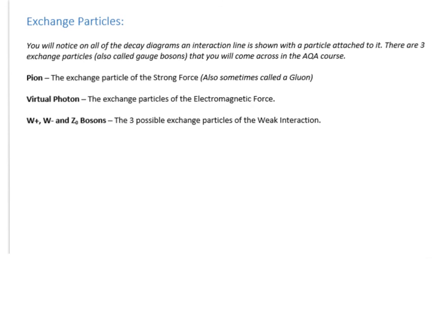So let's have a look at an example type question you might get. It said, for beta minus decay, write a decay equation and then draw a Feynman diagram. So in terms of writing a decay equation, it starts off with a neutron decaying, and you've got to end up with an electron because it's a beta minus decay. To conserve baryon number, a proton must be produced, and then to conserve electron lepton number, an anti-electron neutrino must be produced.